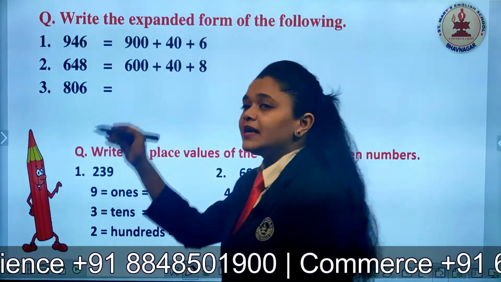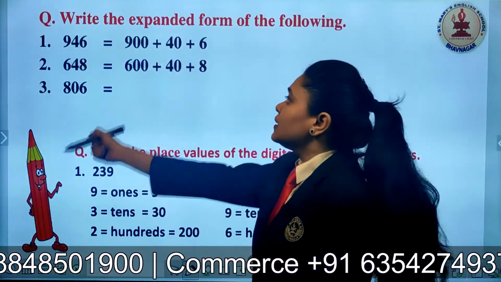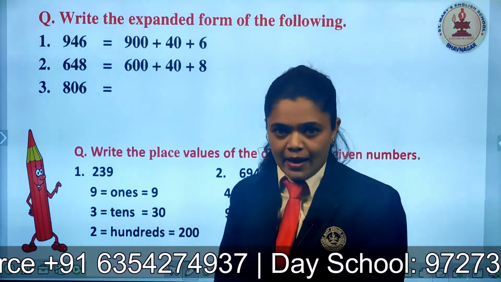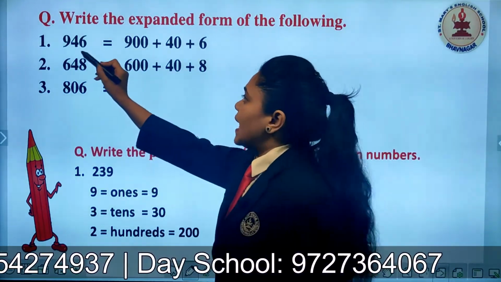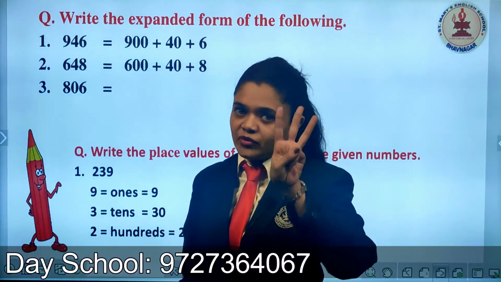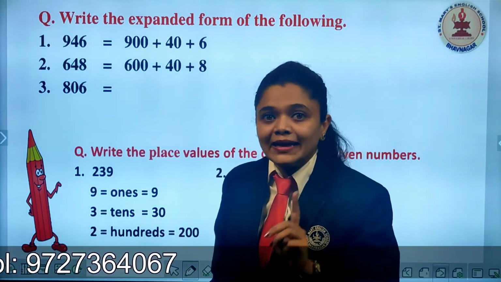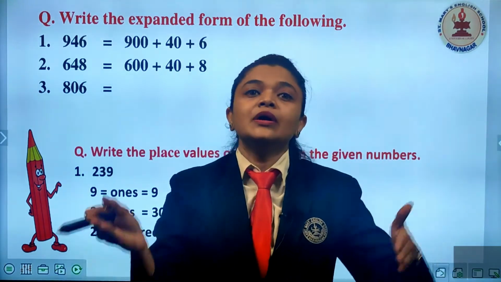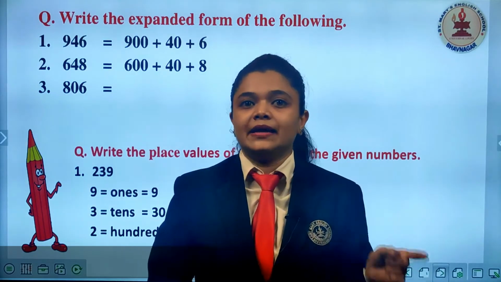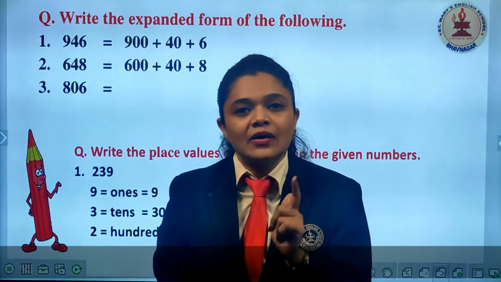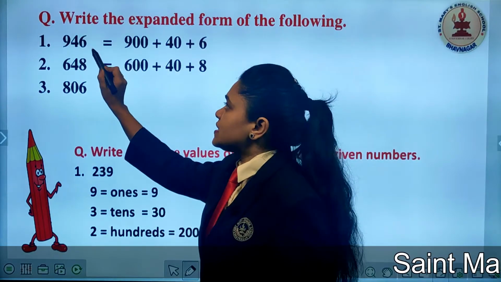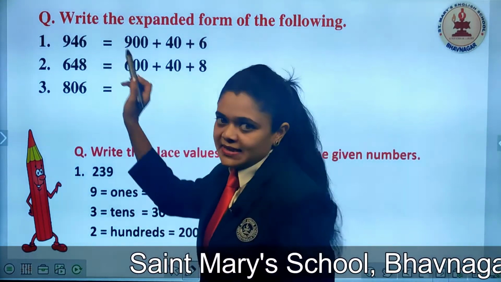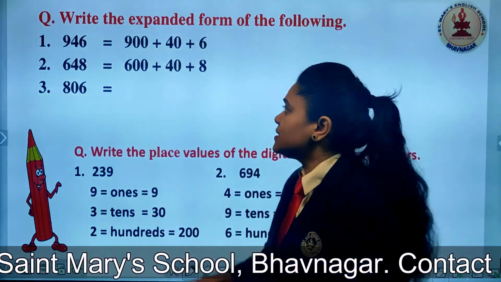Now, the same thing you have to do over here, children. The question is, write the expanded form of the following numbers. The first one, 946. You have 3 digits. Understand the place value. And remember, when we see the place value, you will start from the right-hand side. Understood? From which hand side? Right-hand side. That means you will start from 6, 4, 9. You are not going to start from 9, 4, 6. Understood, children? So, let us write it.